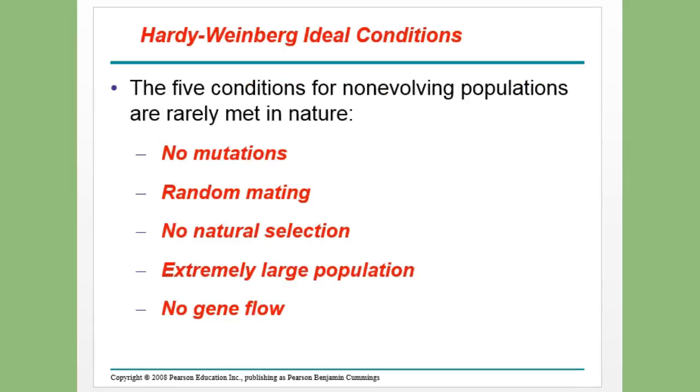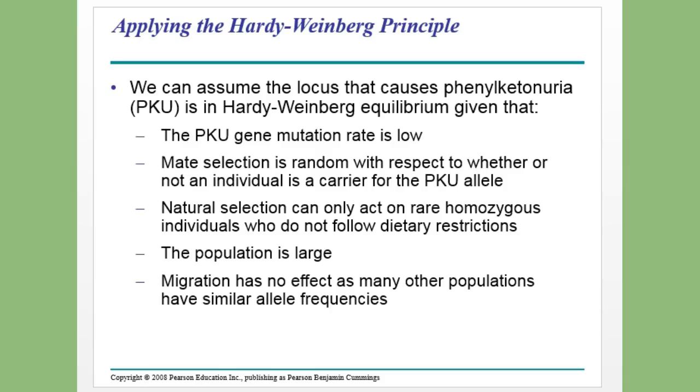So here are the Hardy-Weinberg ideal conditions. The 5 conditions for non-evolving populations are rarely met in nature. There must be no mutations, there must be random mating, no natural selection, an extremely large population, and no gene flow to be considered a non-evolving population.